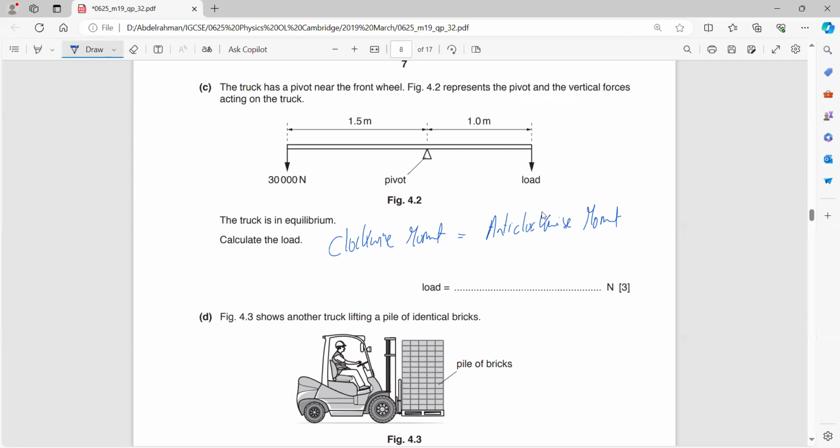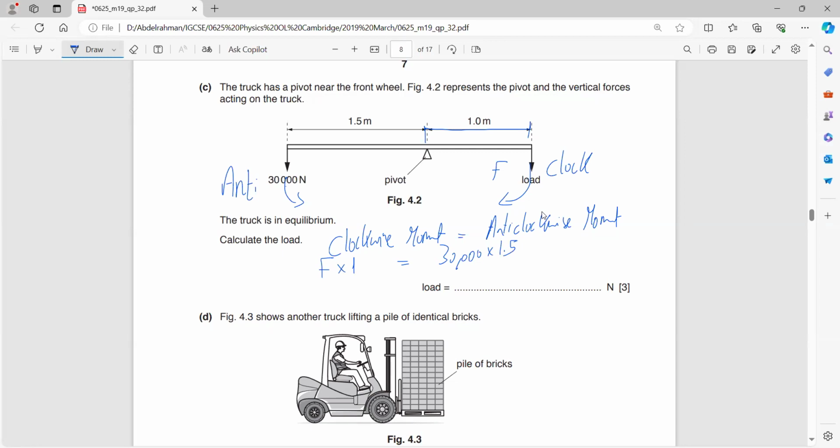The 30,000 newtons, is this exerting a clockwise moment or an anti-clockwise moment? Anti-clockwise moment. And the load, is it exerting a clockwise or anti-clockwise moment? It's quite obvious. Clockwise. Okay. Clockwise moment is force times perpendicular distance. So load, I'll name it F, for example. Force times perpendicular distance, which is 1. F times 1 is equal to the anti-clockwise moment, which is force times perpendicular distance, 30,000 times 1.5.